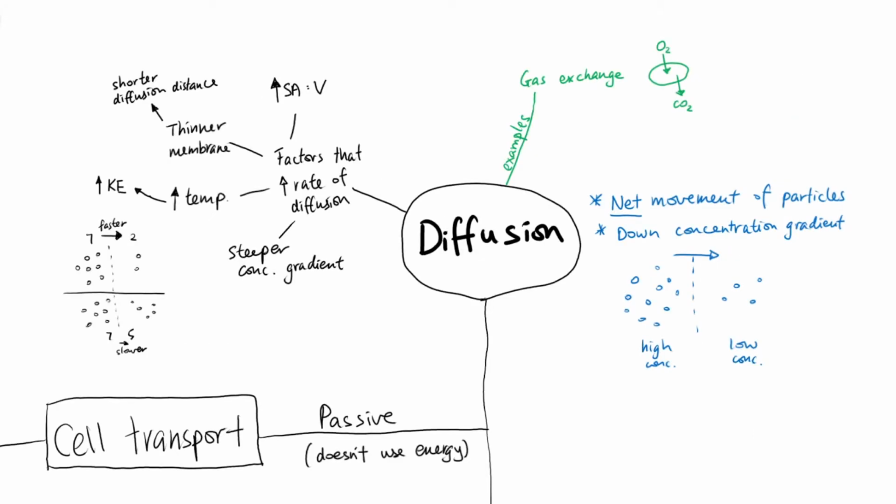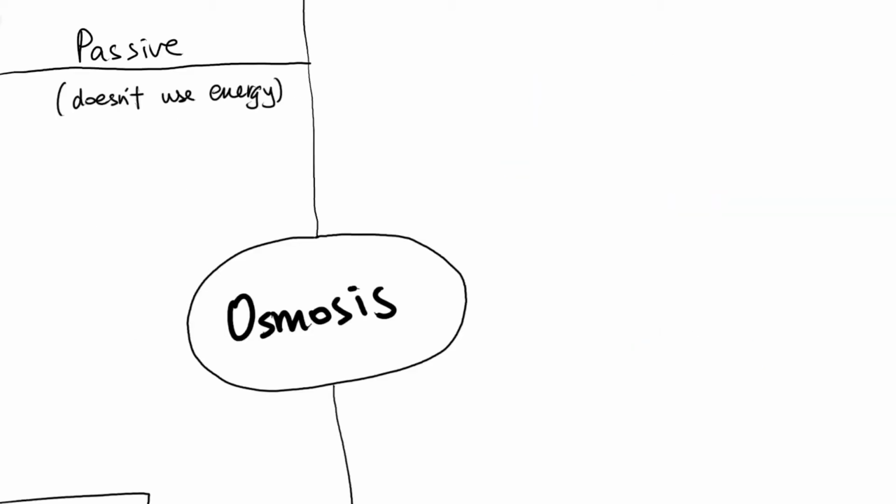So this section here summarizes what diffusion is, which is a passive mechanism of transport, meaning it doesn't need energy, and it's the net movement of particles down the concentration gradient. And there are several factors that would affect the rate of diffusion. Now the next one that we're going to look at is osmosis.